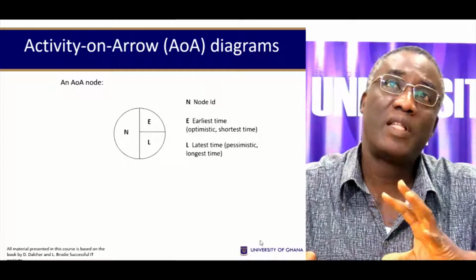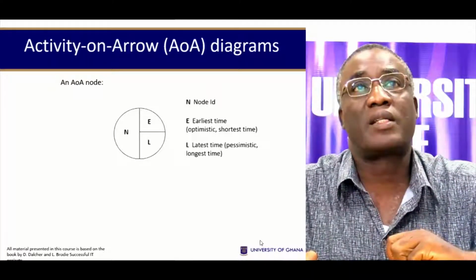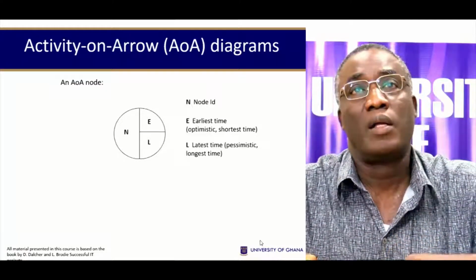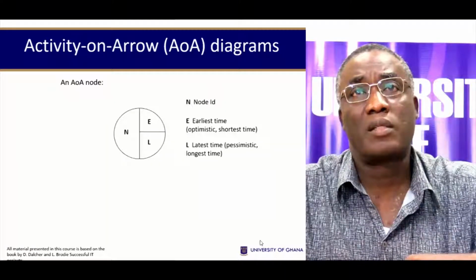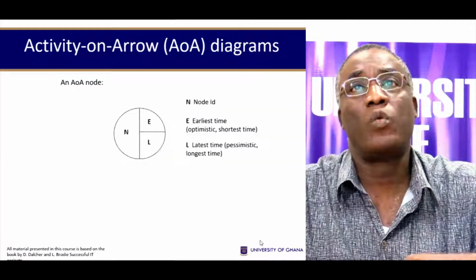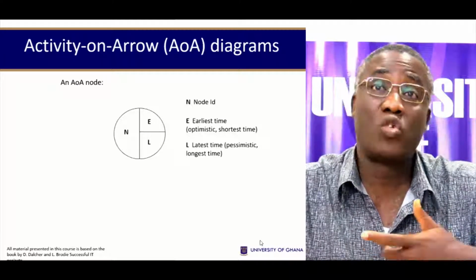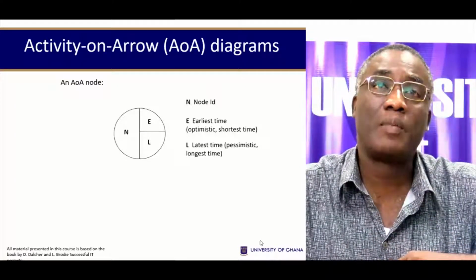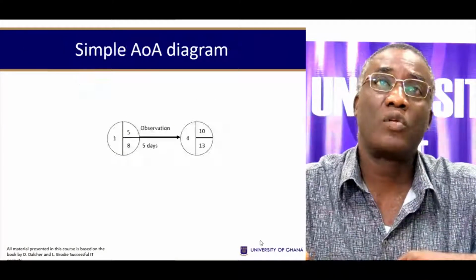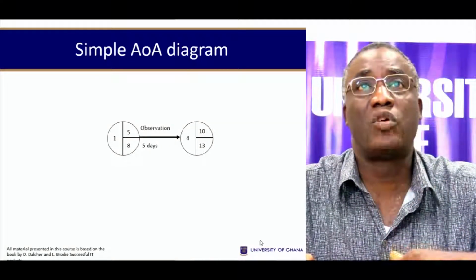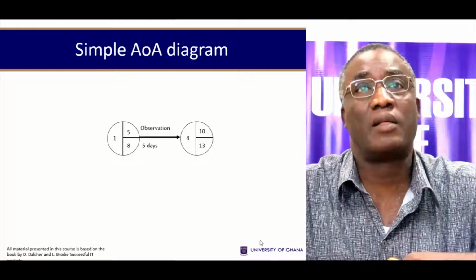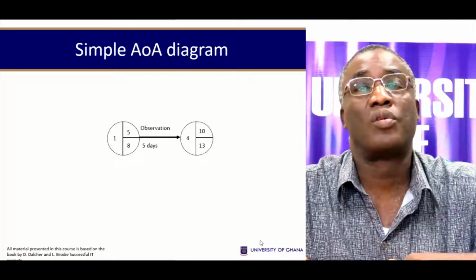Then we have the other diagram which I mentioned, activity on arrow. Now this is a circle with a node ID, the earliest time or the optimistic or shortest time, and the longest time that is indicated. So a simple activity on arrow diagram will look something like as is shown.